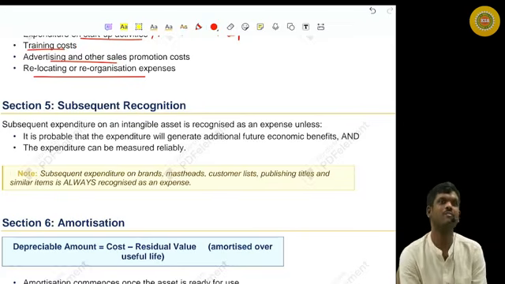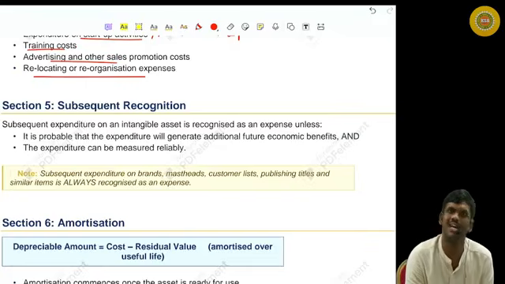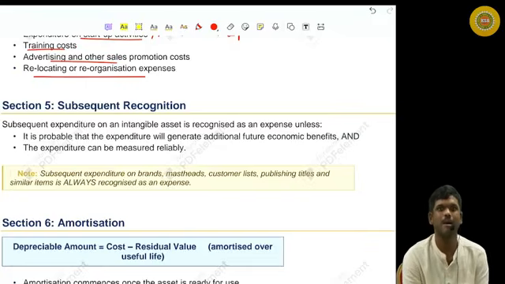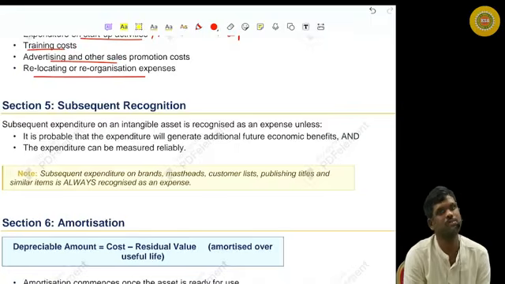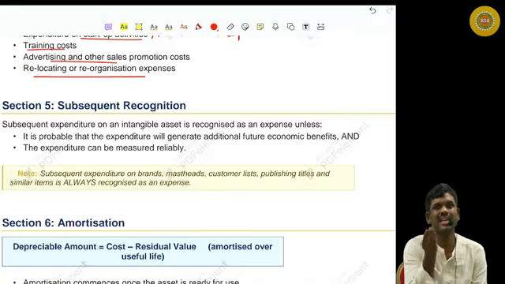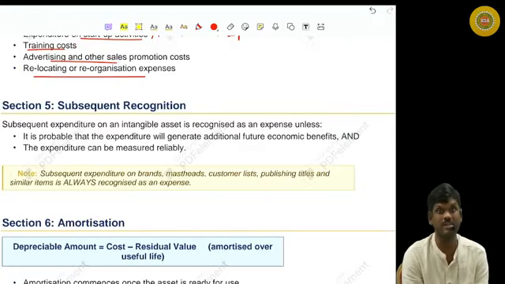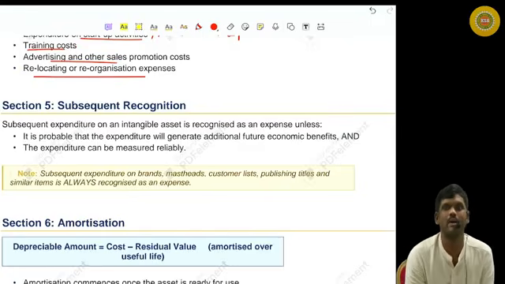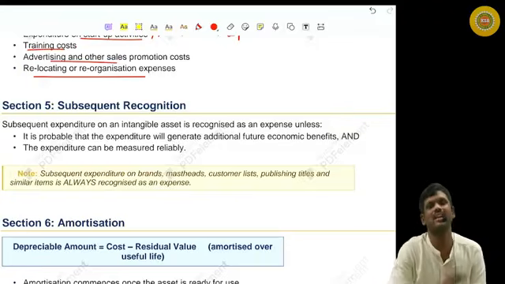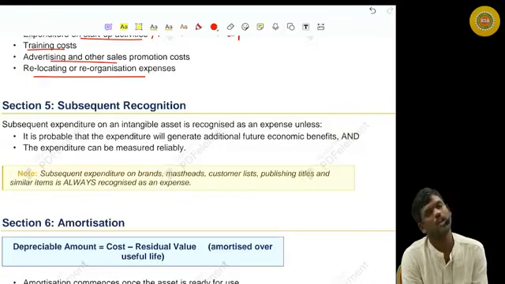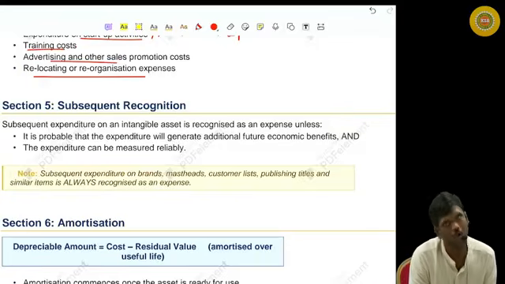Agreed. But after initial recognition, if I spend some money on that intangible asset, can I capitalize it? Here AS26 says, whatever money you have spent subsequently, is that increasing the level of economic benefits? Yes, sir, it is increasing the economic benefits that I will get. Then you can capitalize. No, sir, it is only maintaining the existing economic benefits. Then it cannot be capitalized. It should be taken to P&L.